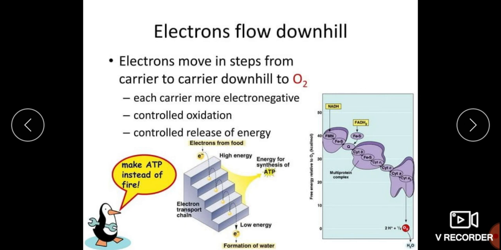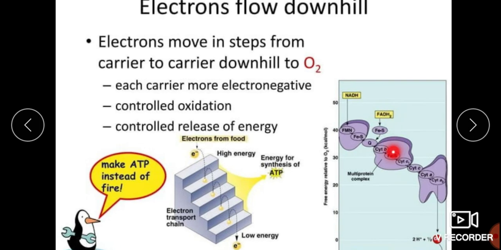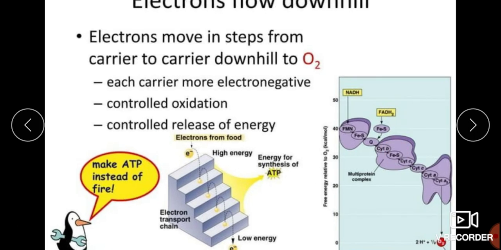The electrons flow downhill. They get moved in a stepwise manner, and are finally accepted by molecular oxygen. Each carrier or transporter is more electronegative. Here there are some carriers.